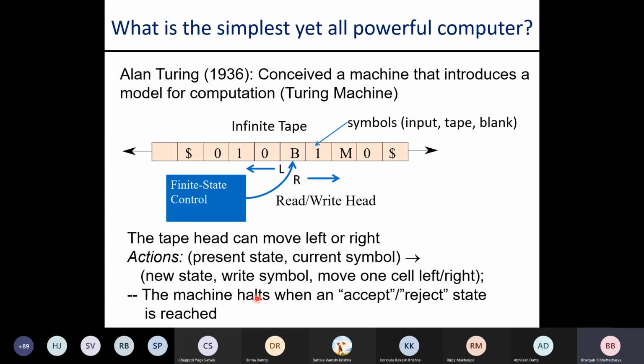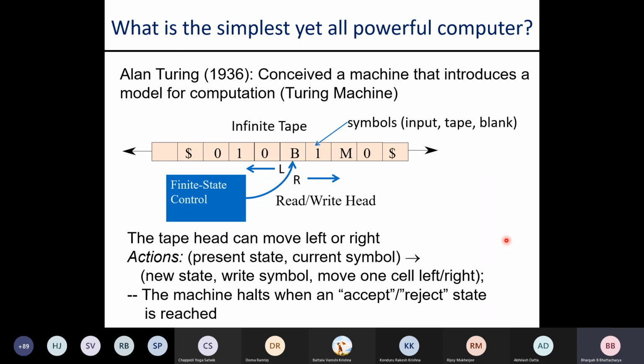And the machine halts. The input, whatever program or algorithm you want to write, has been encoded here, and the input is also encoded in the tape, and then you start the machine from the start state. The machine keeps on reading and writing and moving this head left or right, and finally, when this controller reaches an accept state, you know that in a finite state machine there are some accept states. So when the machine reaches an accept state, the machine halts, and the output can be read out from the tape.